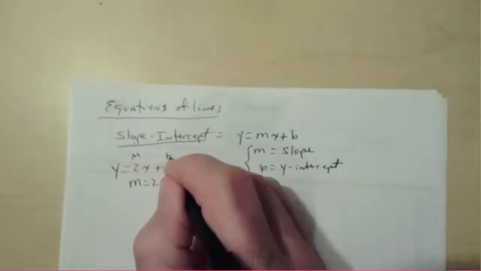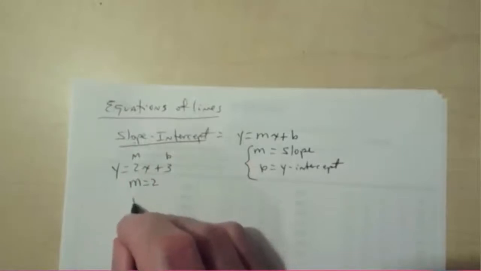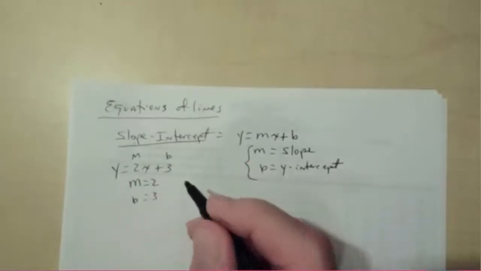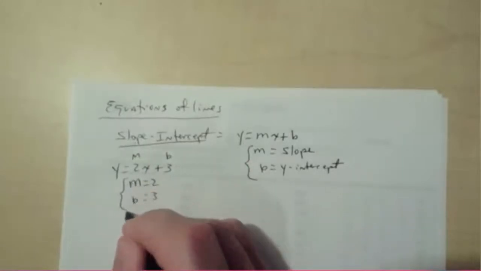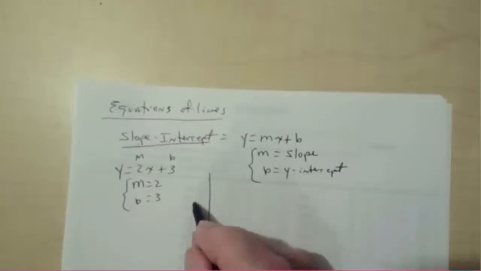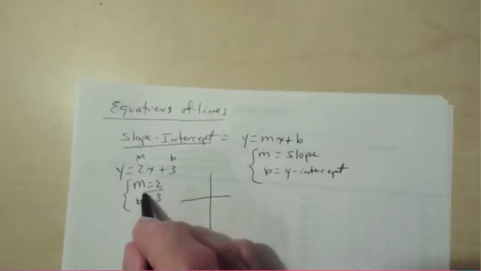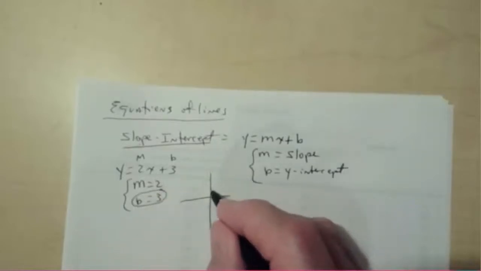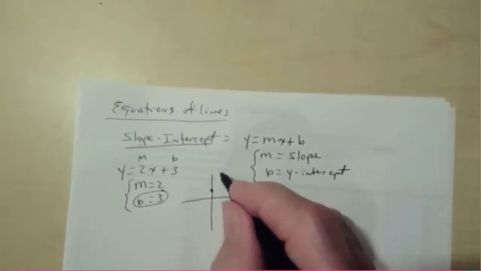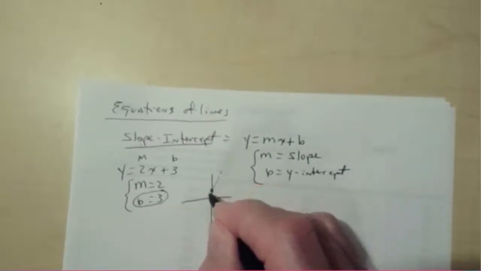Now what in the world does that mean? It means that if you have a nice pretty graph like this, it's going to cross the y-axis at 3, which is about there, and has a slope of 2, which is kind of like that. Pretend that's a line.